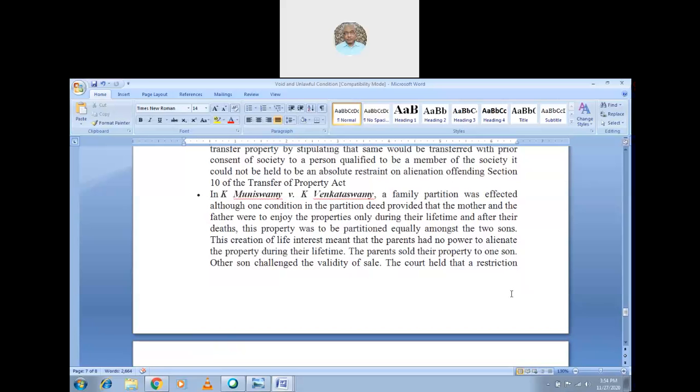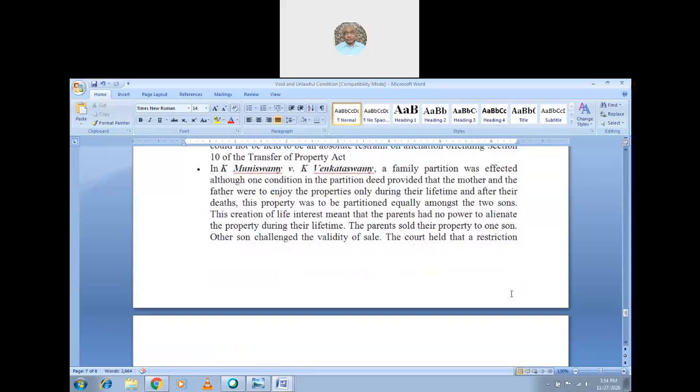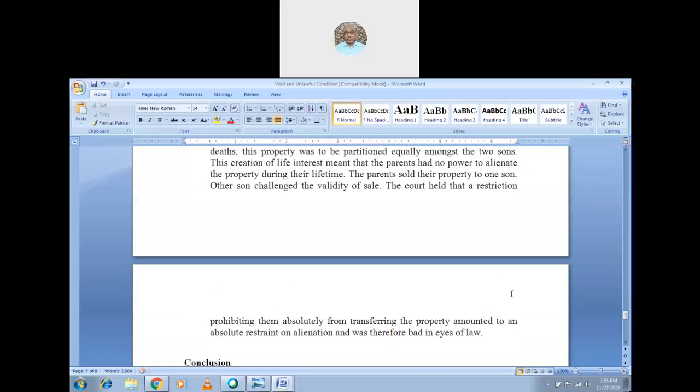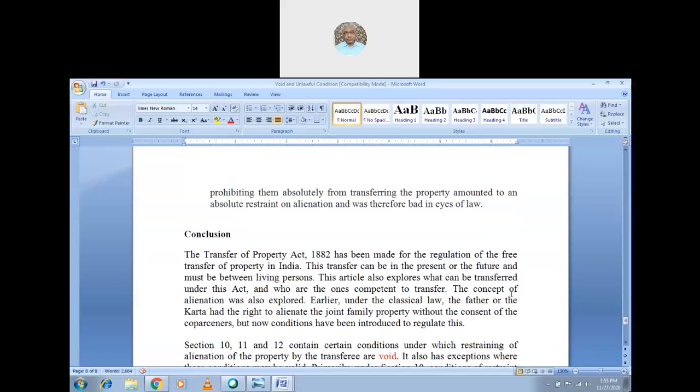Yes, the parents sold their property to one son, and the other son challenged the validity of the sale. The court held that a restriction absolutely prohibiting the transfer of the property amounted to an absolute restraint on alienation and was therefore bad in law. If a total restraint is there, then it is bad in law. If a partial restraint is there, it will be allowed. So, is it clear? Yes, sir. Very good, very good.